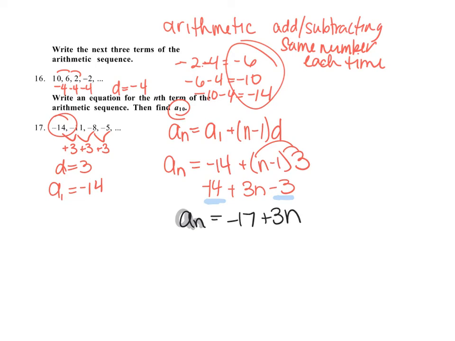Now I could find any term I wanted. If I wanted to find the 100th term, I would plug in 100 for n. If I want to find the 10th term, I'm going to plug in 10 for n. So negative 17 plus 3 times 10 is negative 17 plus 30, which is 13.